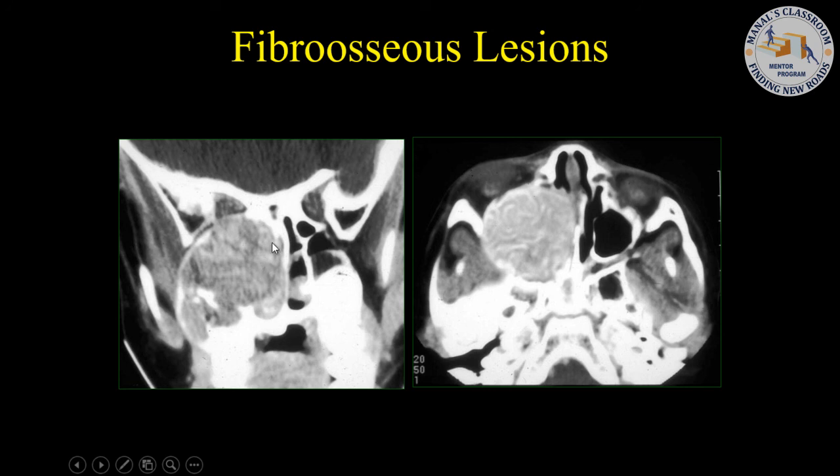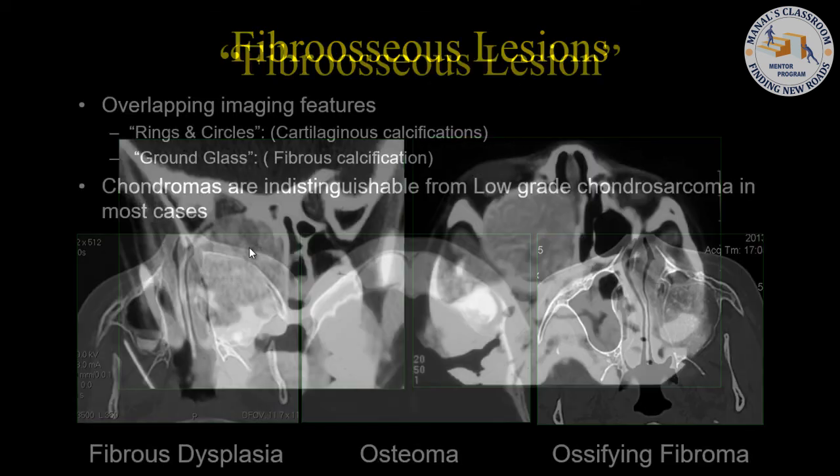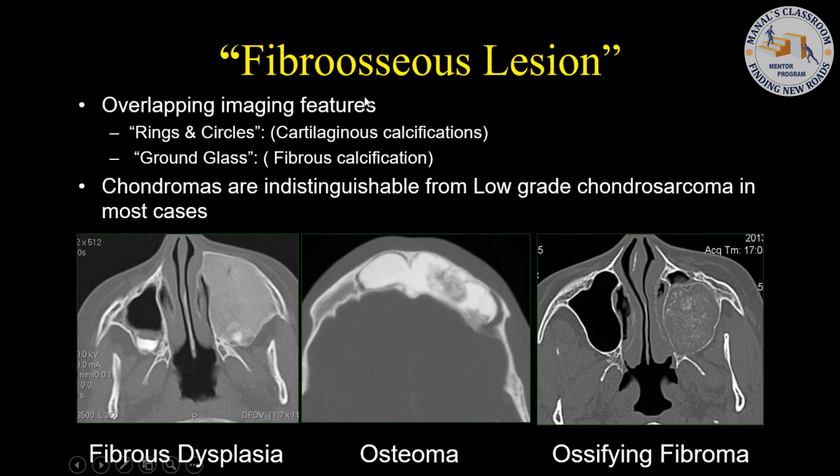So this is a non-contrast CT. So what we're seeing here is not enhancement. What we're actually seeing here is a matrix within the maxillary sinus. So the various fibroosseous lesions look like this. If you see rings and circles, think about some type of cartilaginous calcifications. And I can tell you, I've never seen a ring or a circle before. The MSK guys, musculoskeletal radiologists, tell me they can see it, and I've never seen it.